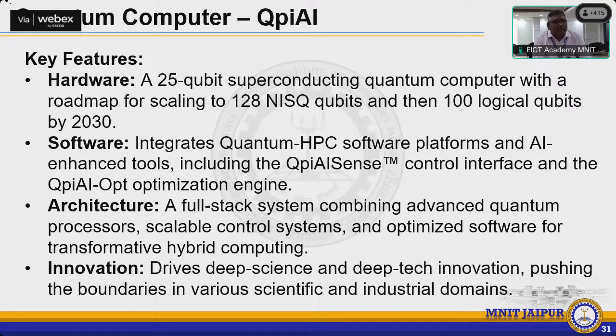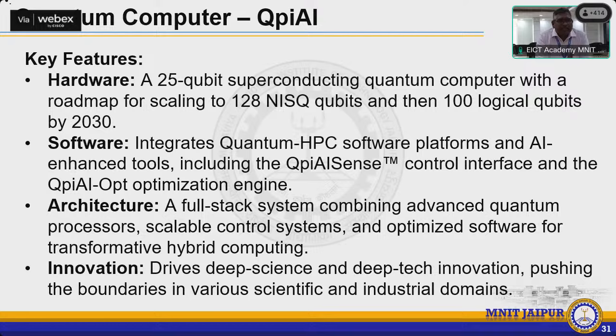So basically, it's a 25 qubit superconducting computer and 128 NISQ noise scalable quantum computers. So 128 qubits and 100 logical qubits. They are looking at from 25, they're going to 100 by 2030. So another 3-4 years, we'll have a very powerful thing.